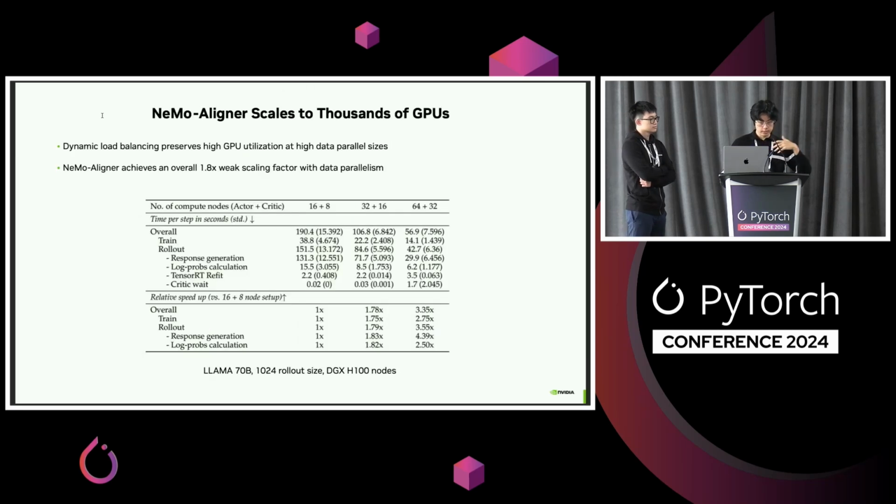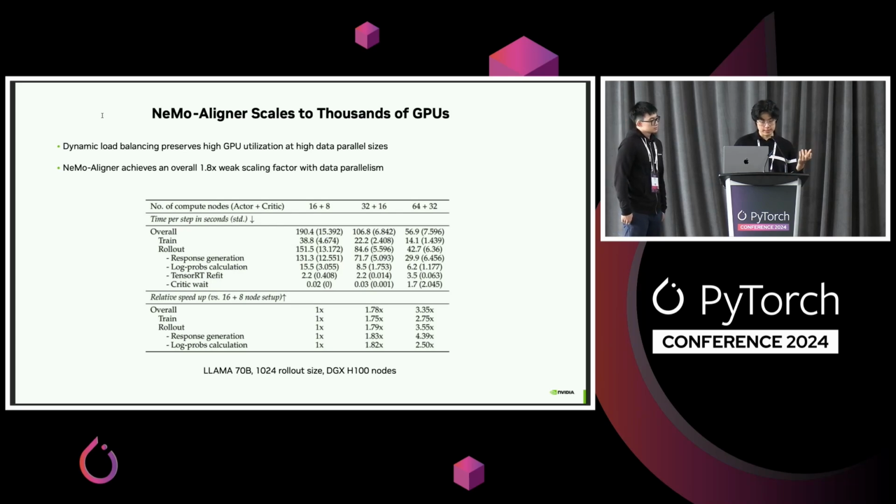So perf is certainly very important, but you have to make sure that perf is robust. And one of the ways you want perf to be robust is that you want perf to scale. This means that if you have thousands of GPUs, you want to make sure that at thousands of GPUs, you still have really great perf.